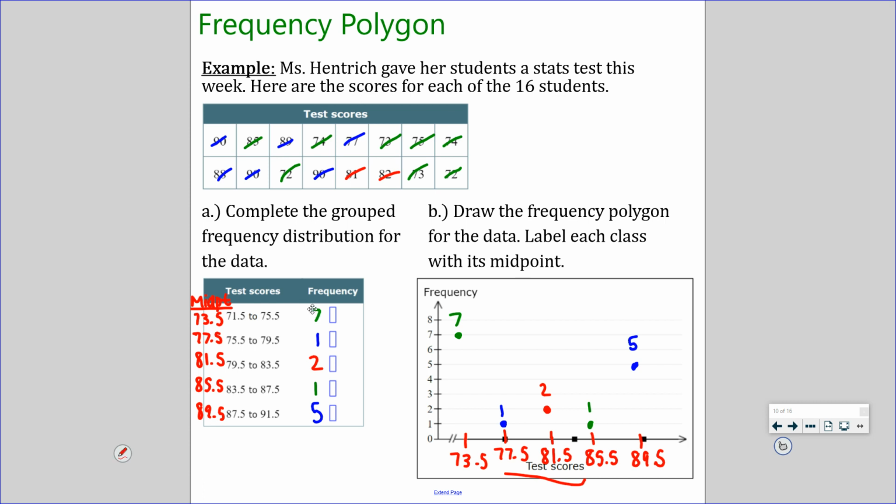Okay, so to create this frequency polygon, you would take a straight edge and connect all your dots in a linear fashion. Like that. And then you typically see these go down on each side too. So there's a frequency polygon. Oh yeah, it does say label each class. It's midpoint. Polygon says many sides. Specifically 1, 2, 3, 4, 5, 6, 7 sides. Heptagon. All right, we'll stop there for the notes.